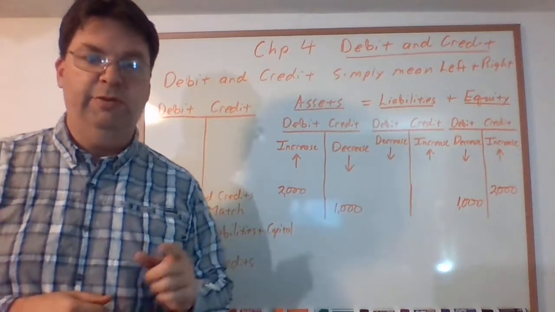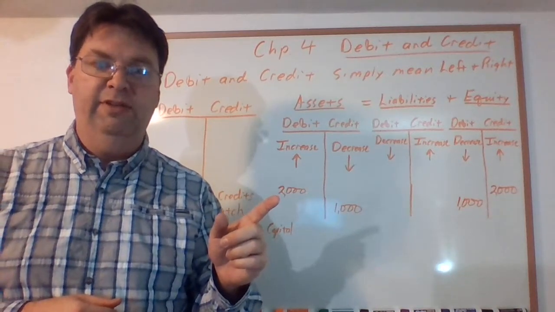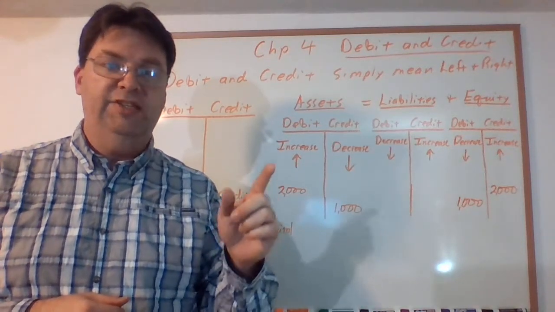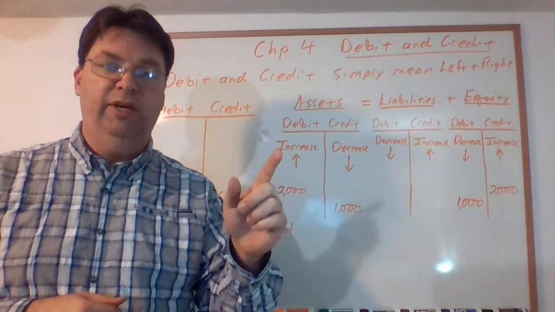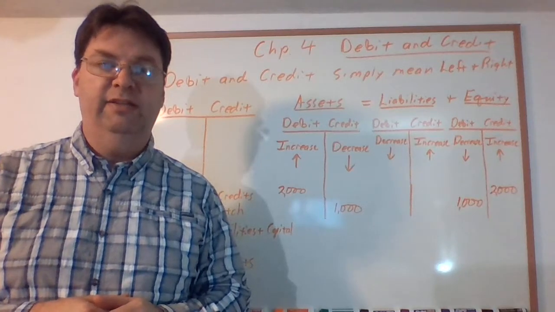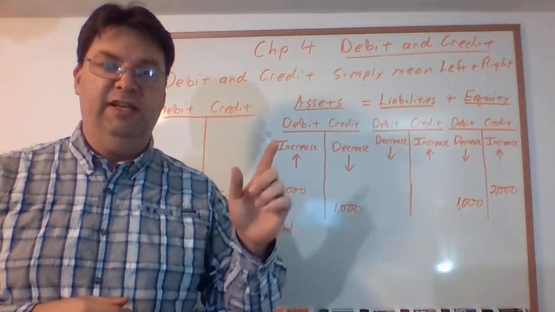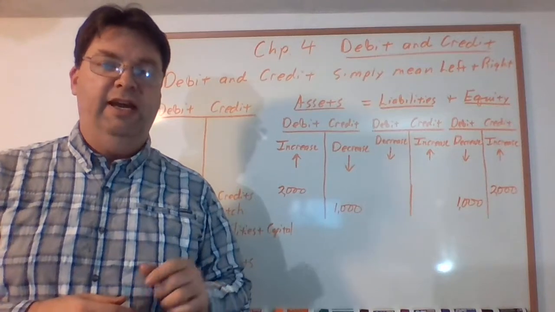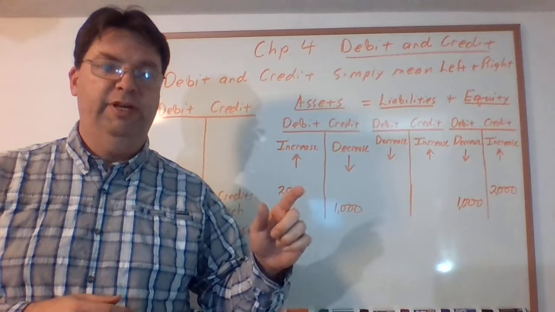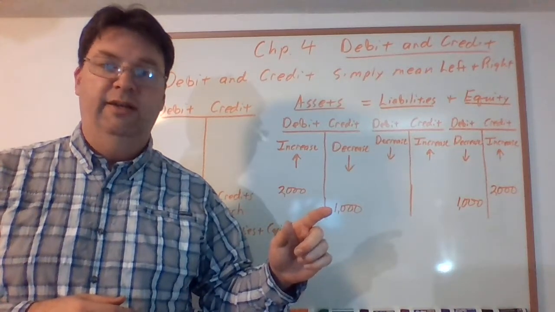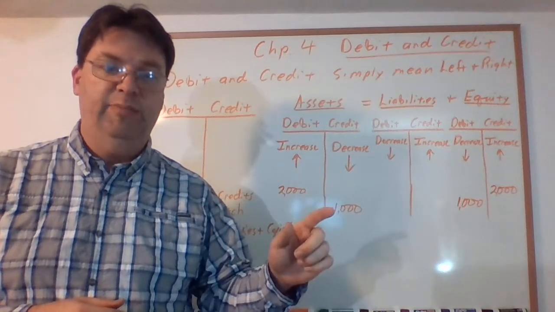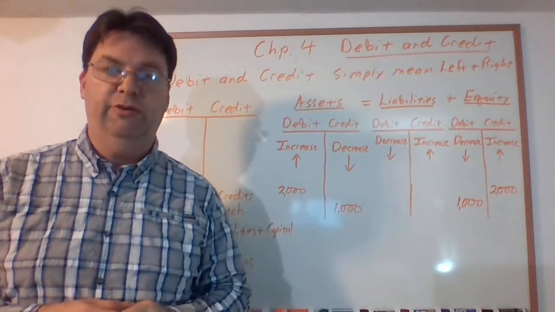So if we put $2,000 into our account, we put it over here under the debit side. The reason for that is that all assets go up with debits. You're just going to have to memorize it. The thing about debits is that it's the left-hand side of the T account, and that will increase all assets. If we write a check for $1,000, that's money going out of our account. That will decrease an asset by $1,000, and we put it under the credit side.